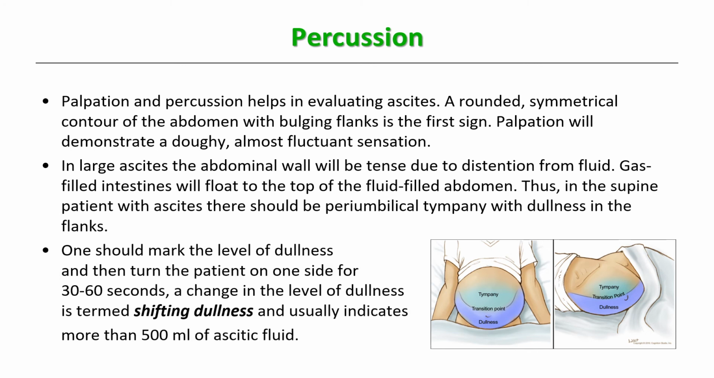One should mark the level of dullness and then turn the patient on one side gently for 30 to 60 seconds. A change in the level of dullness is termed shifting dullness, and it usually indicates more than 500 ml of ascitic fluid inside the peritoneal cavity. I hope it is clear now.